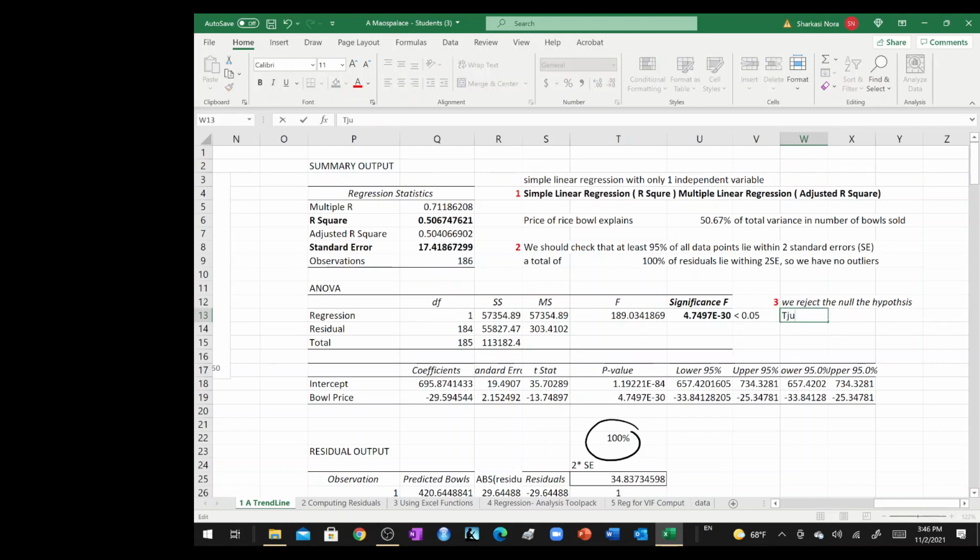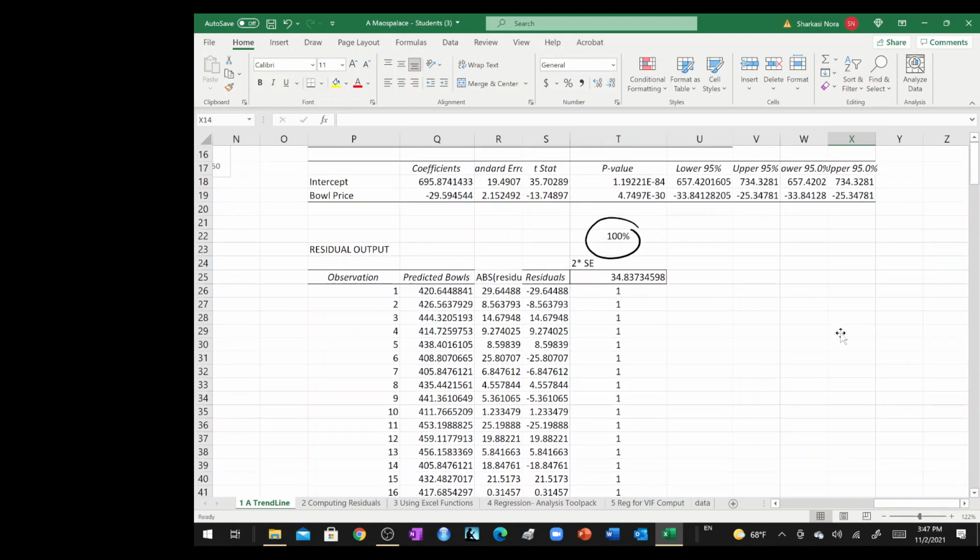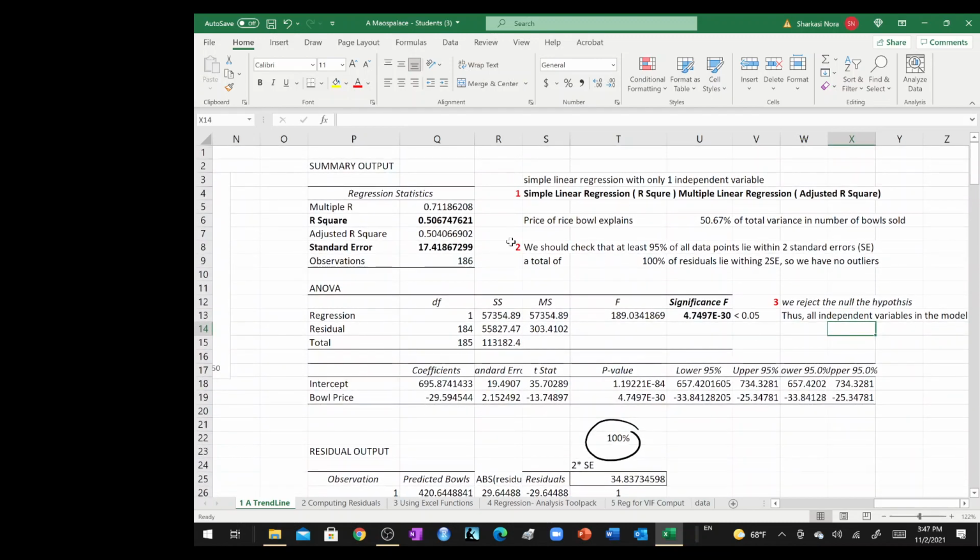Thus, all independent variables, in this case we have only one independent variable, right? All independent variables in the model are important, basically. It's in the simplest way possible. All right, so this is number 1, number 2, and number 3.